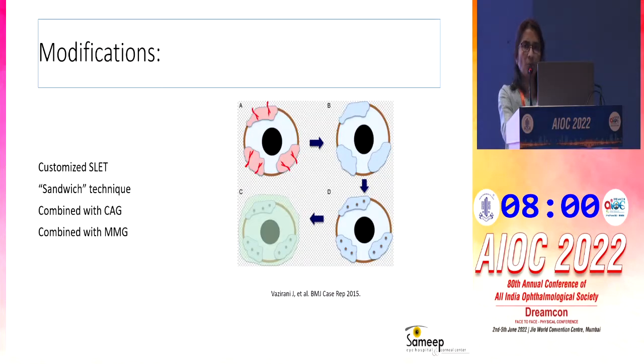Later on, certain modifications were described, like customized SLET, where if there is a larger area of involvement, the limbal explants were put into those areas. Some researchers even described a sandwich technique, wherein another amniotic membrane was covered on top of the explanted limbal stem cells, and it was also combined with conjunctival autograft and with mucous membrane grafts.